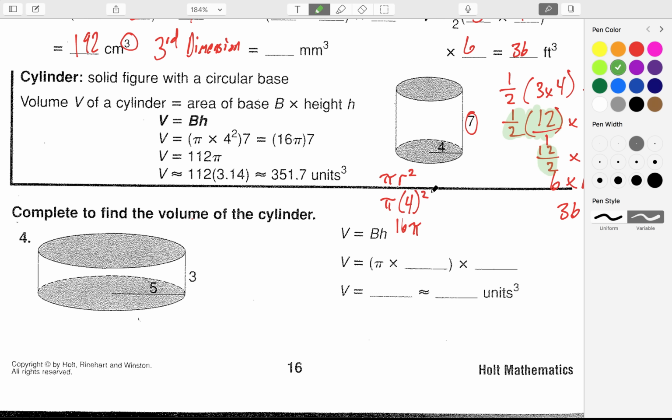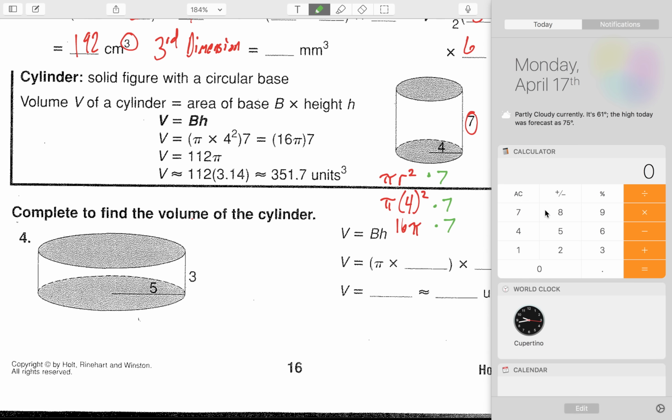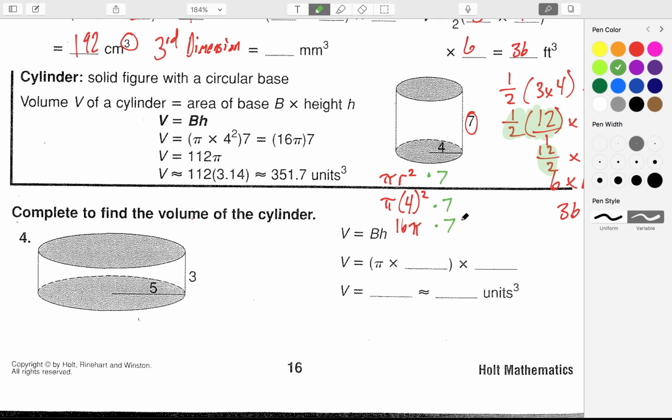And then multiply by the height. So I'm going to change the colors. Multiply by 7 is the height. 16 times 7 is going to be 112 pi. Let's plug that in over here. So pi times 16 times 7, it's the same work we did right here. This is going to be 112 pi.